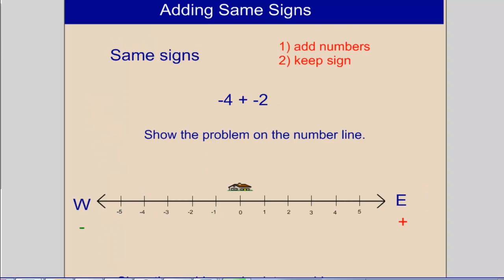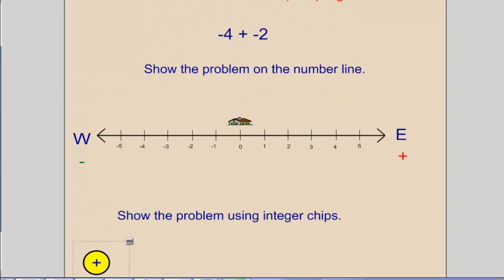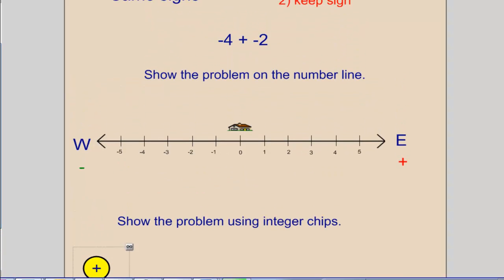Let's look at some examples as to how this works out. So we're going to work with same signs, both as the idea of using a number line and with the idea of using integer chips. Let's start with the number line. So if we want to use the number line technique, we always start at 0 or home, and then we move however many places the first number in our problem tells us to move, and then the sign tells us which direction to move in.